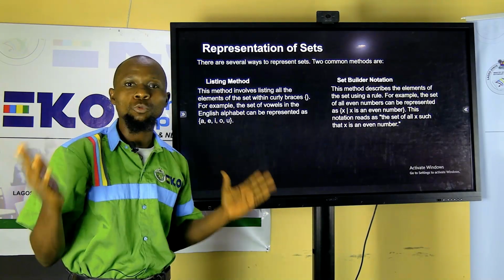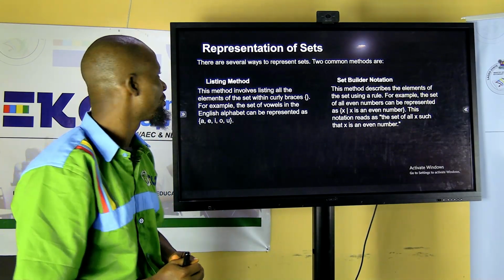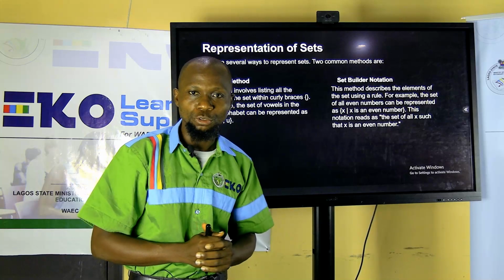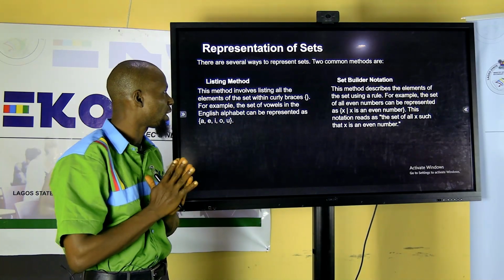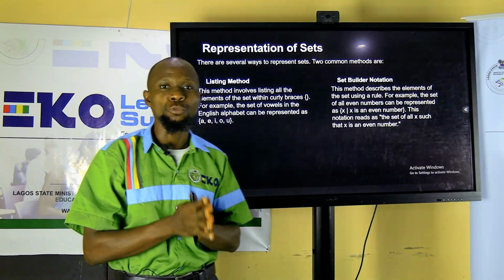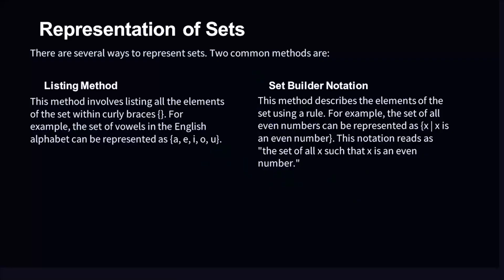So there are several ways in which we represent sets. Two common methods are used. The first one is the listing method, and another one is the set builder notation. Now the first one, the listing method. This method involves listing all the elements of the set within curly braces. An example is the set of vowel letters of the English alphabet. We have A, E, I, O, U.